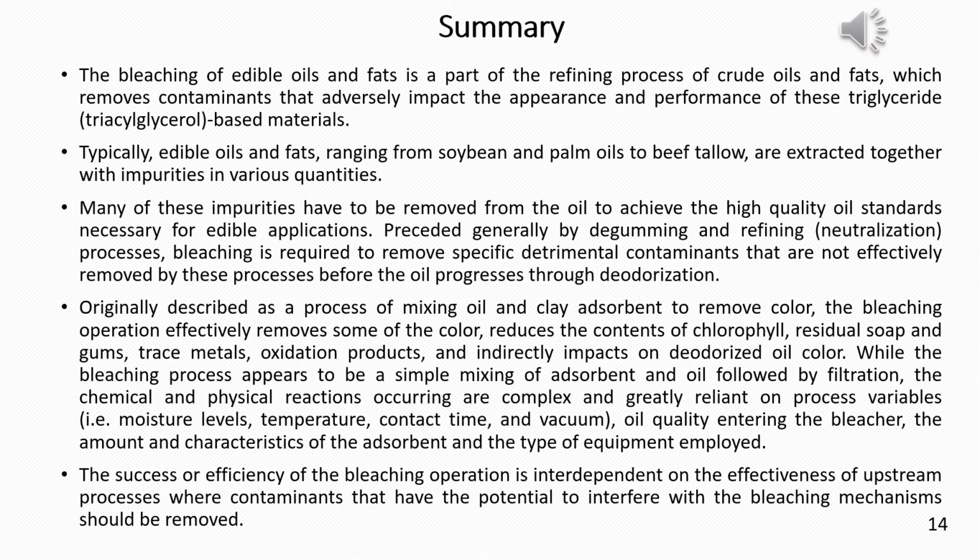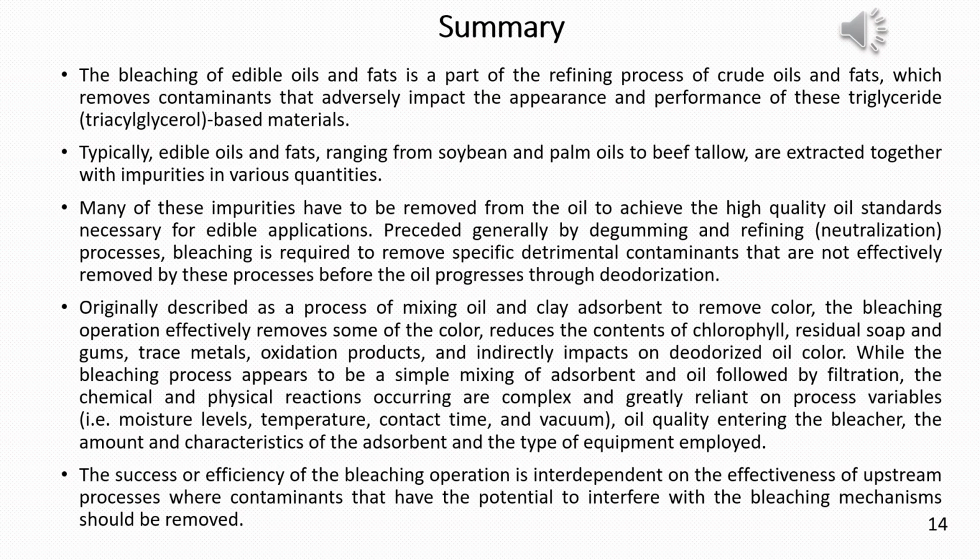In the bleaching process we can refine the foods, oils and fats, and it can remove the contaminants that are present in the oil. So the bleaching process is used for refining and to remove the contaminants that are present in the oils and fats. So it is very important to remove these types of contaminants present in the oil to improve the performance and the appearance of the vegetable oils and fats.